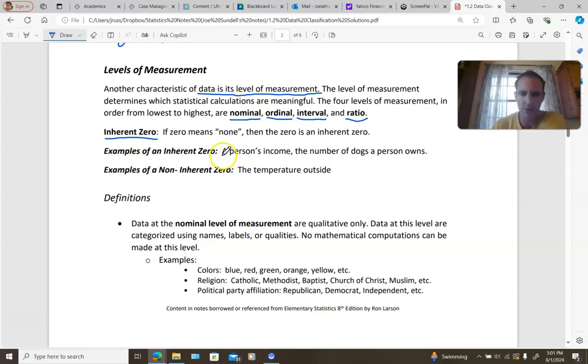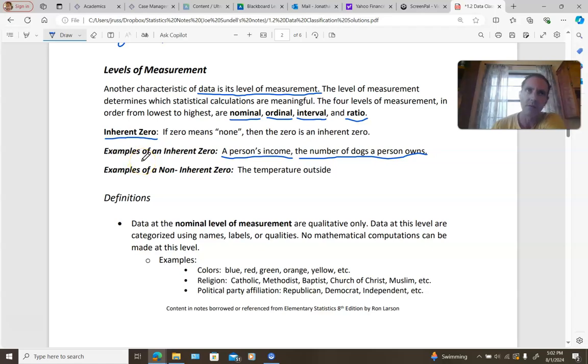So here's some examples. Person's income, the number of dogs that a person owns, right? Because if you have 0 in that sense, it means you have no dogs, so a lack of dogs.